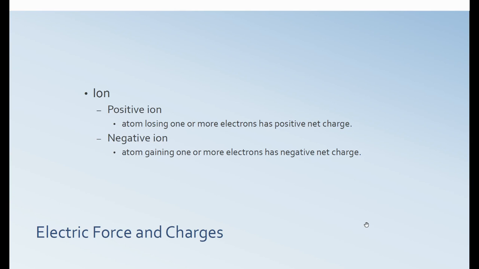When we have an atom that, say, loses one of its electrons, then we have what we call a positive ion. And remember, ions are just atoms that have more or fewer electrons than is usual for that type of atom. So if it loses an electron, it has a positive net charge, and it's going to be a positive ion. If an atom gains an electron, well, now it's going to have a negative net charge, and we're going to call it a negative ion.